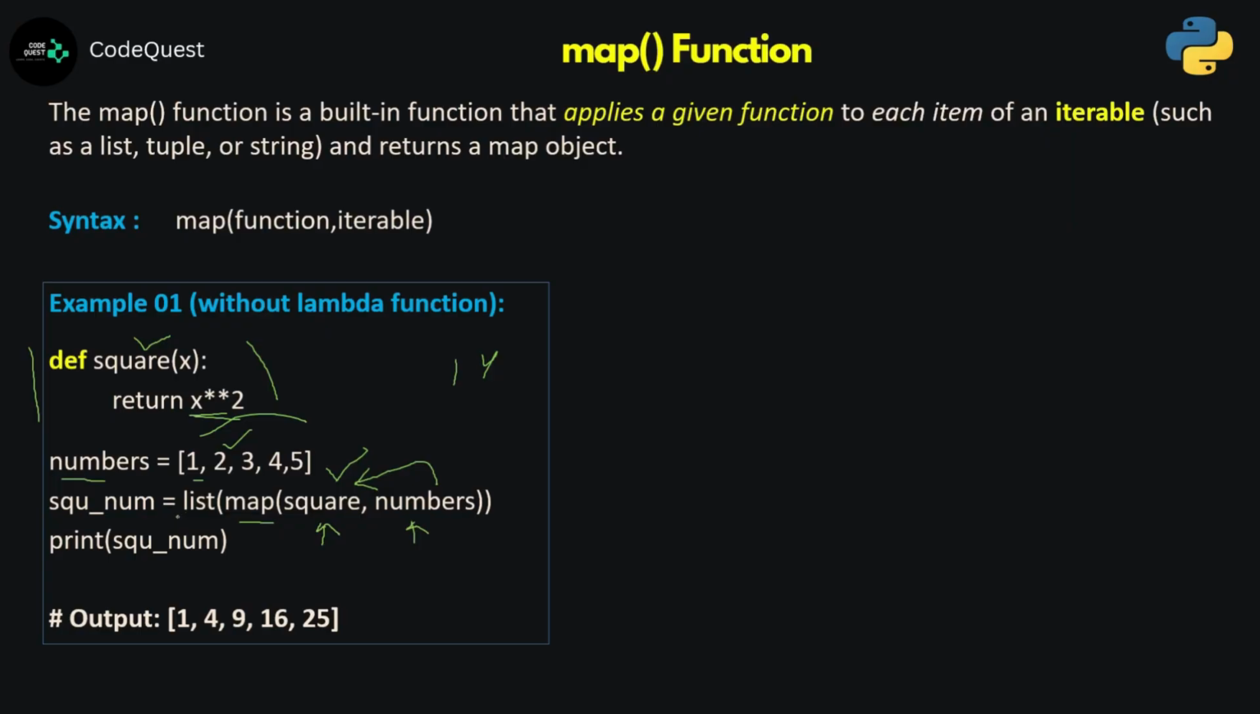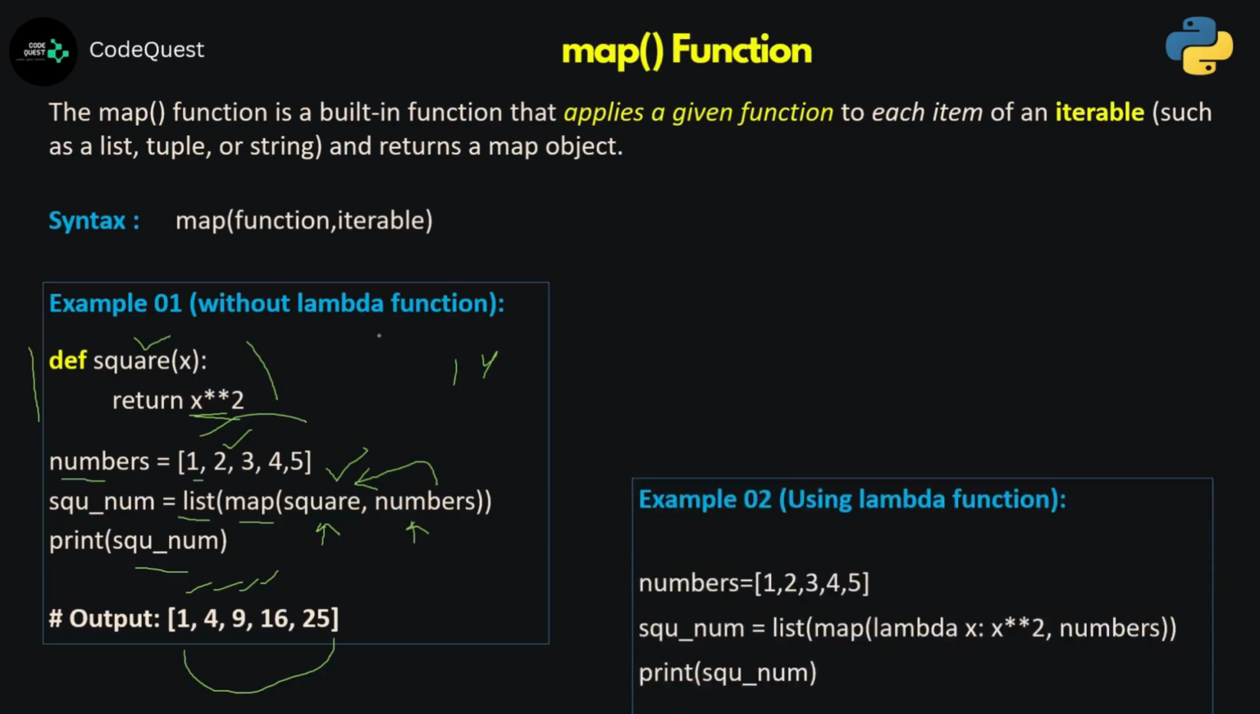At the end we have applied the list function, so that all these results are stored inside a list. When I print this list, we get 1, 4, 9, 16, 25 in the form of a list here. Now this is what we have done without taking the help of a lambda function.